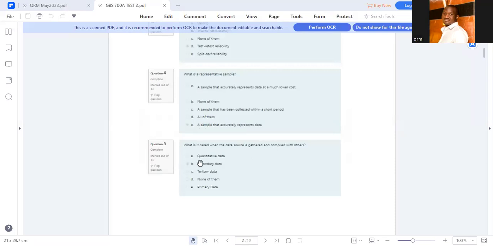Okay. Question number 5. What is it called when the data source is gathered and compiled with others? Anyone? What is it called when data source is gathered with others?